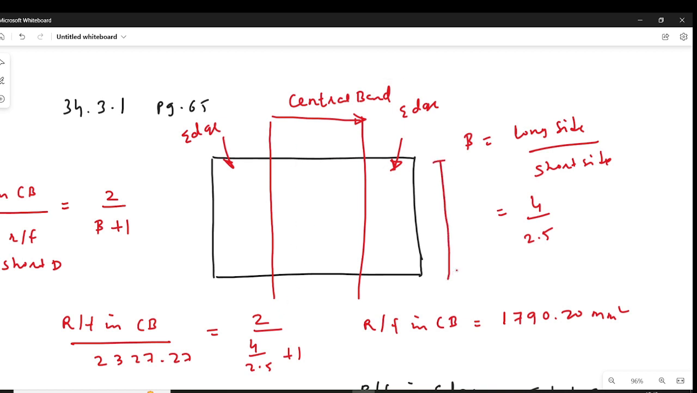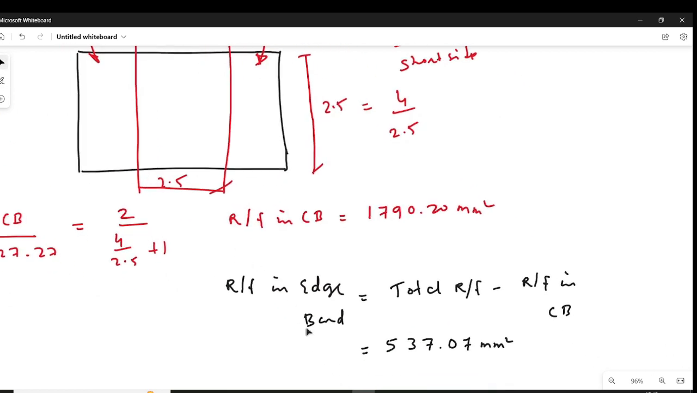One more thing we need to remember here: the dimension of the central band is, see, this is 2.5 meter. This will also be 2.5 meter. The central band is something like a square footing. So the dimension of the central band is 2.5 by 2.5.